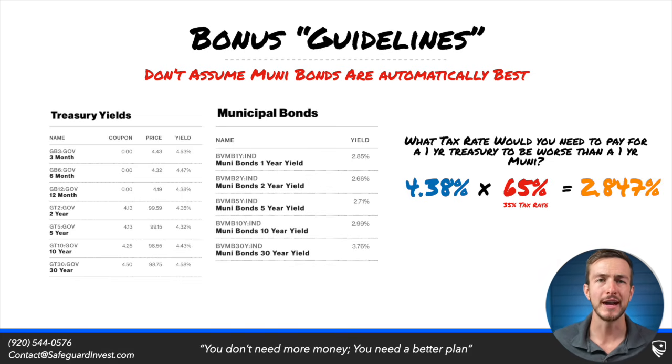But leaving all of that out, what tax rate would you need to see for a 1-year muni to make more sense than a 1-year treasury? Well, about a 35% tax rate or greater. If your tax rate is lower than this, it doesn't matter that the muni bond is quote unquote tax-free.